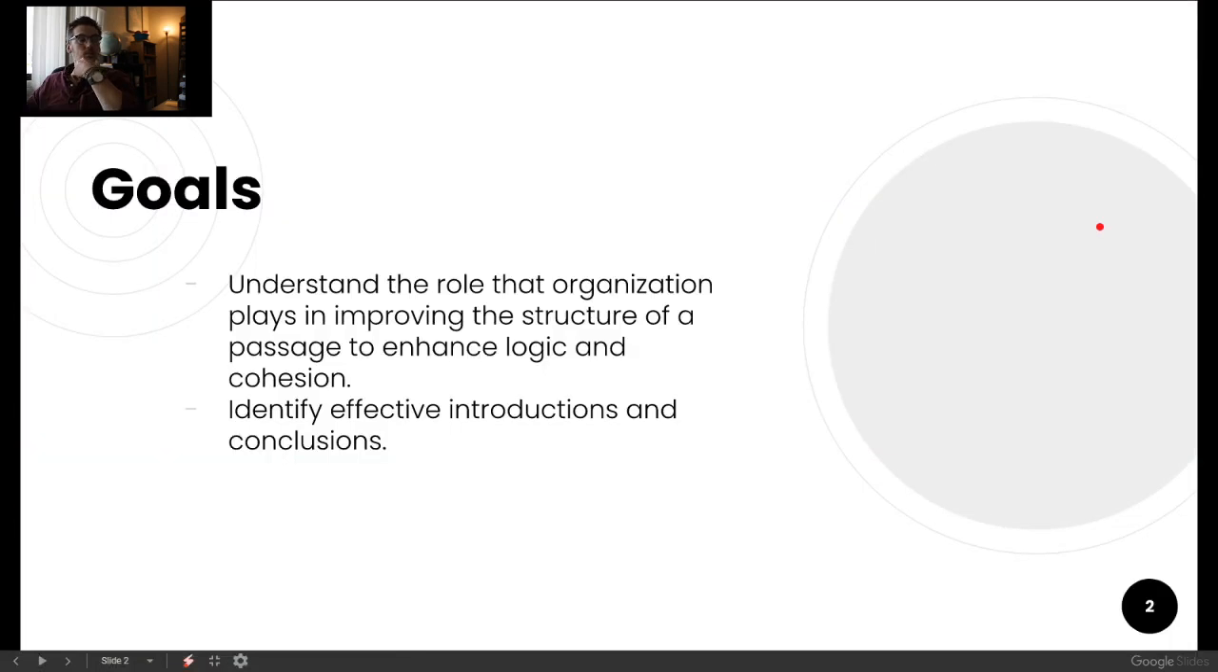started. The goal of today is twofold. Understand the role that organization plays in improving the structure of a passage to enhance two things, logic and cohesion. Identify, this is the second goal, to identify effective introductions and conclusions. I want you guys to be able to see an introduction in its native habitat. That's what I hope for today.